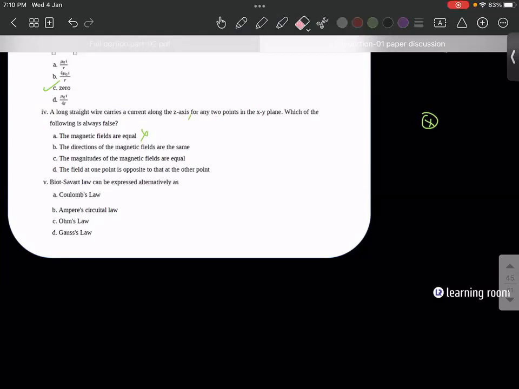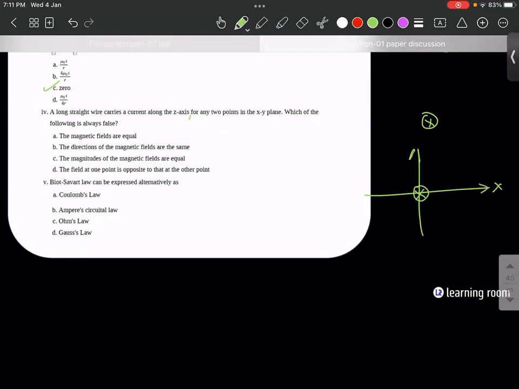Sir, they are considering two points, sir. Two points are different, sir. Like D. That's what it depends on, where you consider those two points, no? It depends on where you consider those two points. Sir, why is B false, sir? No, I'm just checking out the options.